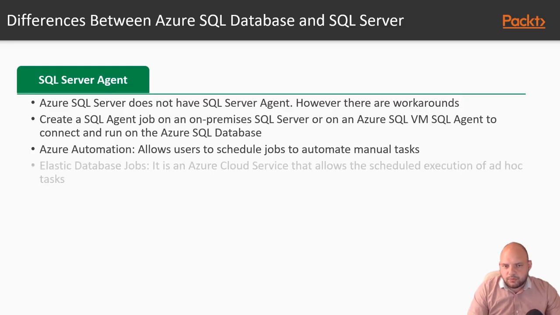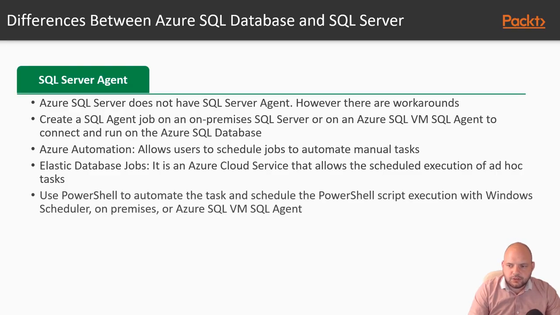Elastic Database Jobs. Elastic Database Jobs is a cloud service that allows the scheduled execution of ad hoc tasks, and we're going to look at this topic in more detail later in the course. And we can use PowerShell to automate tasks and then schedule these scripts to run from a Windows scheduler on premises or using an Azure SQL VM SQL agent. So again, it comes back to having to run the schedule from somewhere.